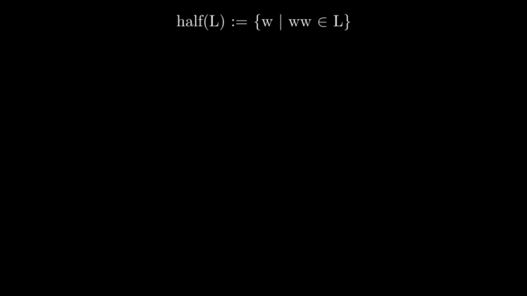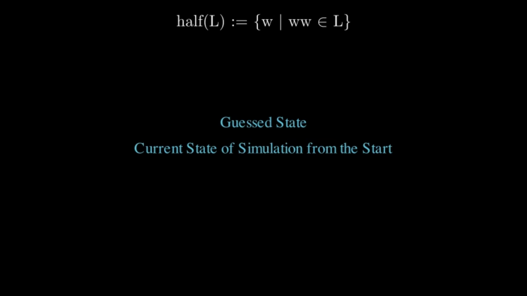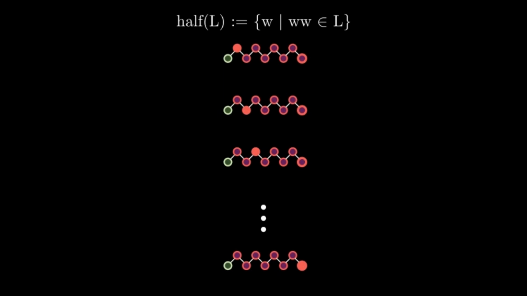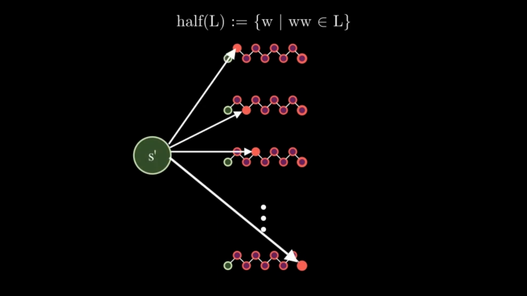Now we need to keep track of three things: the guess state, the current state of the original NFA simulation, and the current state of the simulation starting from the halfway state. To do this, we can create n copies of the original NFA, n equal to the amount of states in the original NFA. Next, we can create epsilon transitions from S' to different states in each copy of the original NFA. We have now guessed every state in the NFA at the midway point.